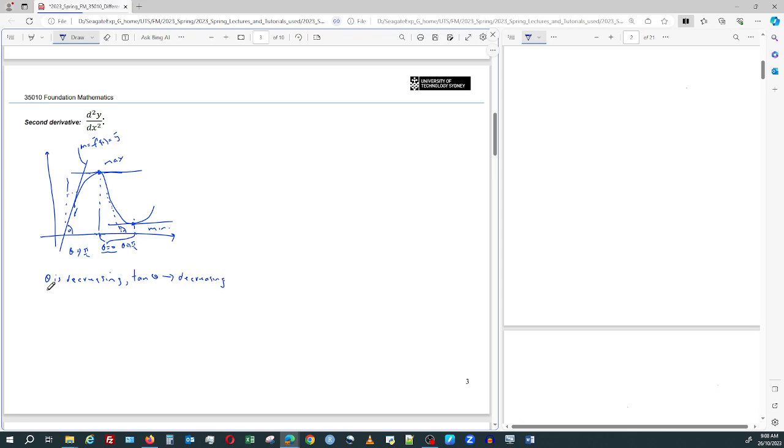And then as we go this way, we can see that the function is concave up. Okay, so this one here is concave up. And the next one will be concave down. What will be happening to the angle there? Concave down.